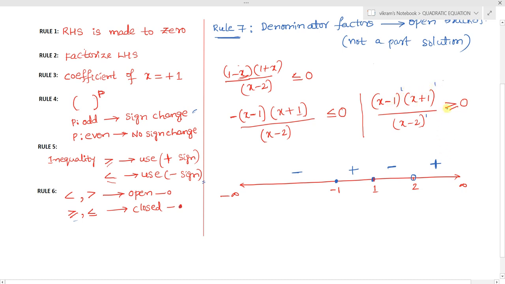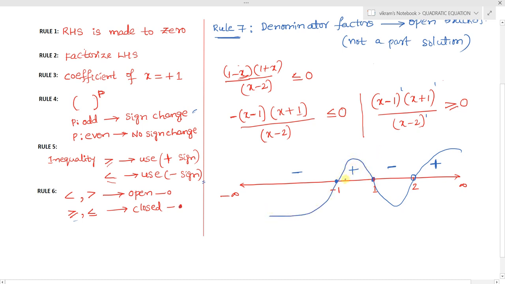Now, what do we need to check for? We need to check for greater than or equal to 0, so the expression has to be positive. Where we obtain the positive regions, it is plus, minus, plus and minus.